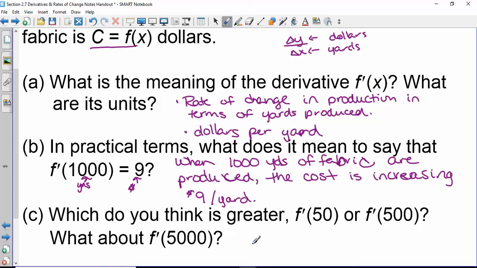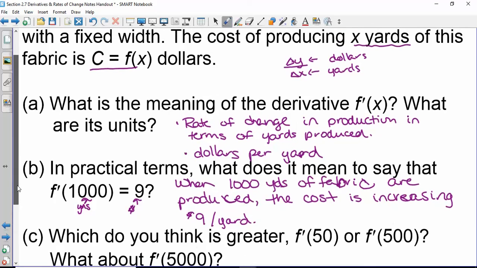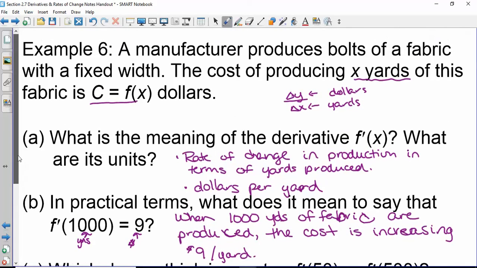So next question. Which do you think is greater, f prime of 50 or f prime of 500? We don't really know. I didn't give you an equation, so we can't mathematically prove it. But let's just think about it.